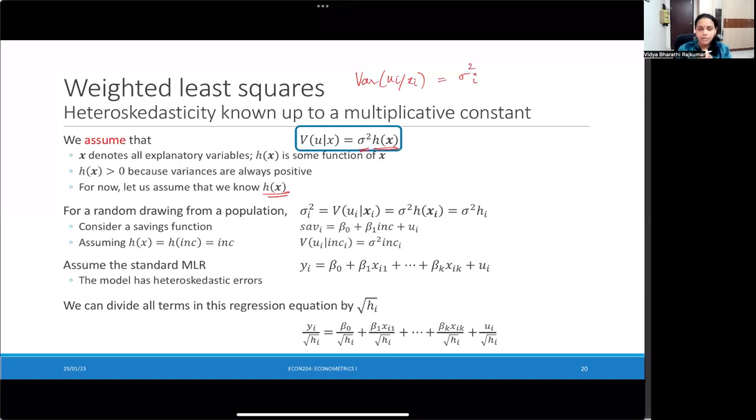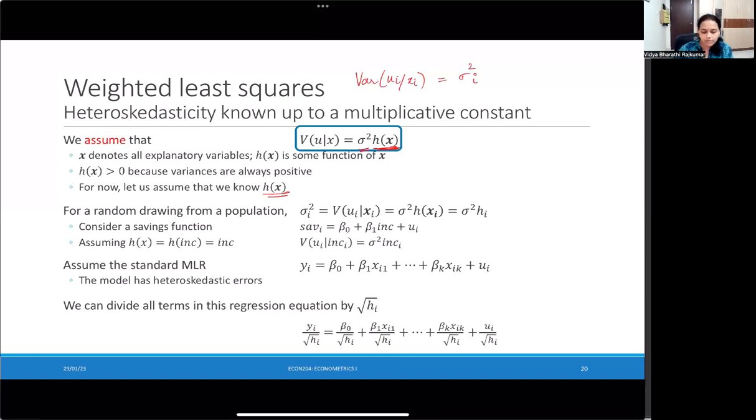But another thing to remember is that the variance is generally positive. Variance of anything is positive. So we know that sigma squared is a positive number. So for the variance of u given x to be positive, this h of x term should also always be positive. We'll keep that in mind and let's go ahead and learn how WLS works out.